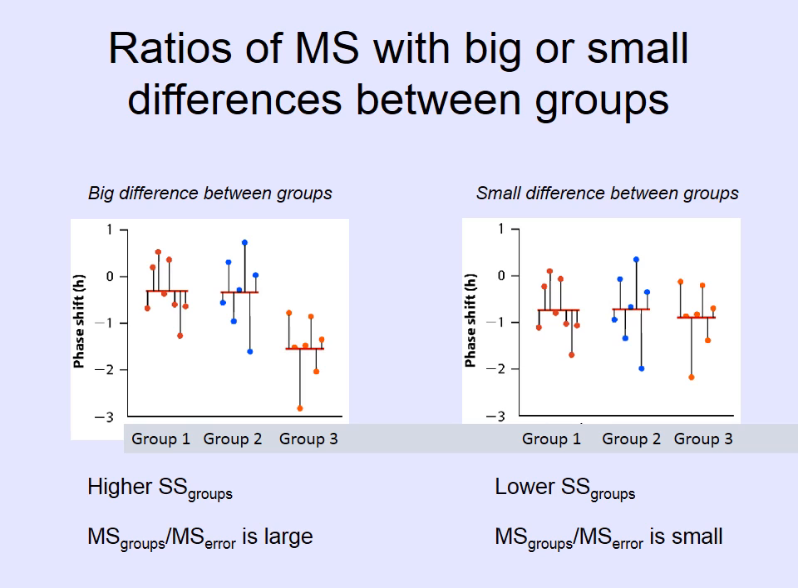Now we're going to get lower sum of squares groups and a smaller ratio of mean square groups to mean square error, or the fact that they're more equal, when there's not a lot of difference between those groups. You can see those means aren't very different from each other. What's going to drive that is the denominator, right? That random variation from each group to its own mean. So it's going to make that smaller.